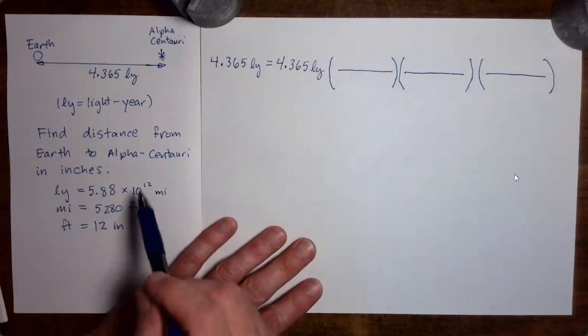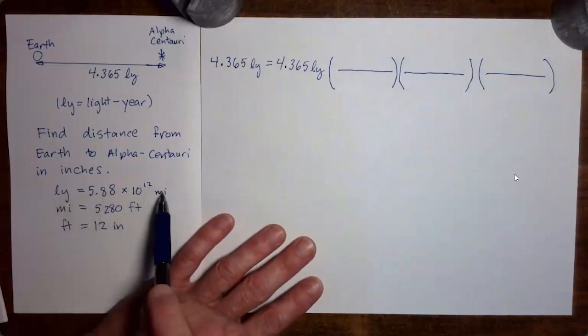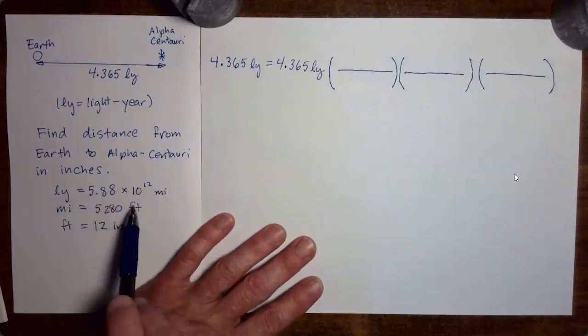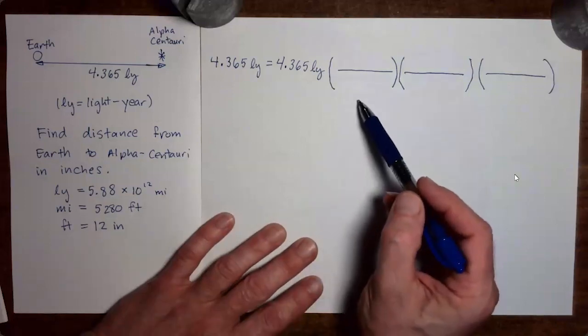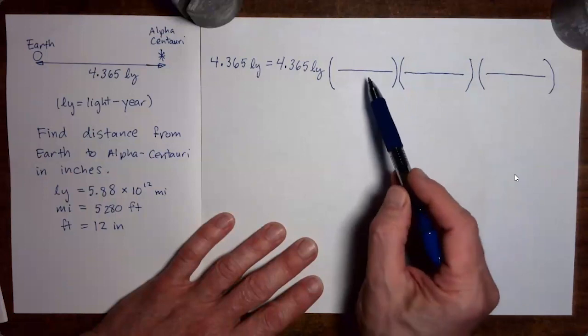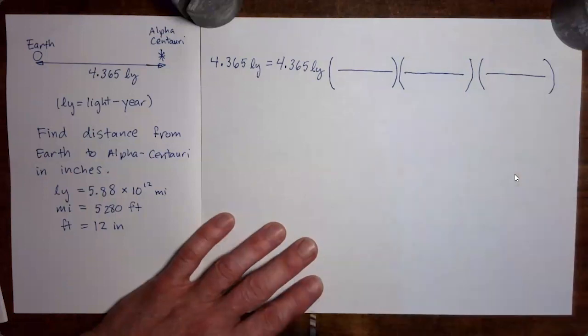The first conversion factor will take us from light years to miles. The next will take us from miles to feet. And the next one will take us from feet to inches. So at this point, I'd invite you to pause the video and see if you can write in those 3 conversion factors on your own.